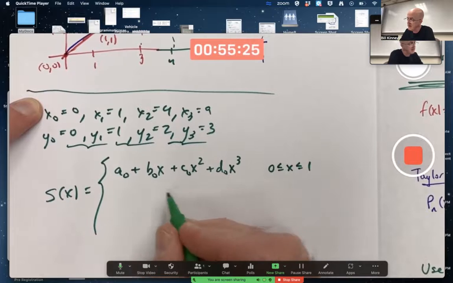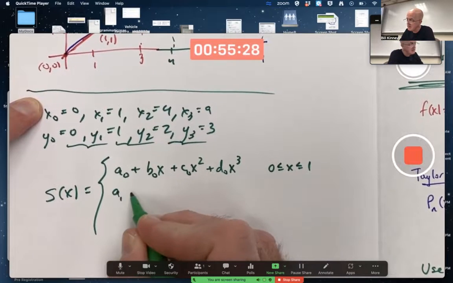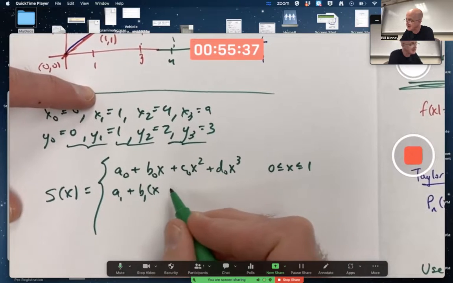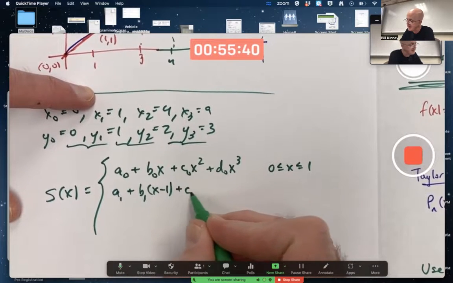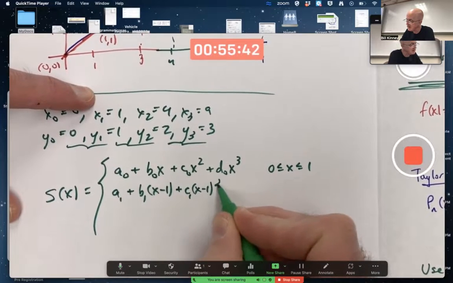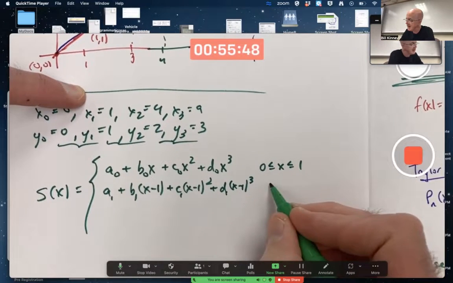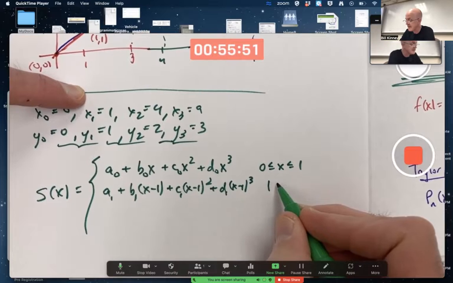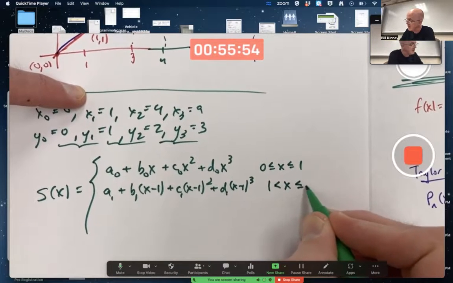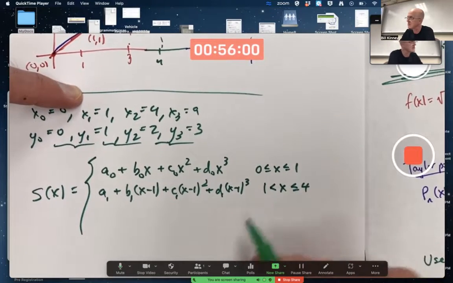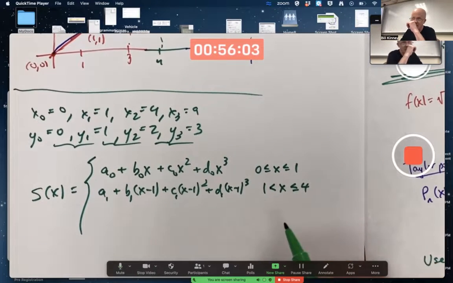Over the second interval from 1 to 4, we'll use the same letters A, B, C, and D, but different subscripts. A1 plus B1 times X minus X1. X1 is not 0, so write it like this. Then C1 times X minus X1 squared. Then D1 times X minus X1 cubed. And this is valid over the second interval, which goes from the first node to the second node. And I guess I'll write the inequalities like this. I picked a less than or equal to there and a less than there, but I could have switched those around. We're going to want these pieces of this function to match up in a continuous way.